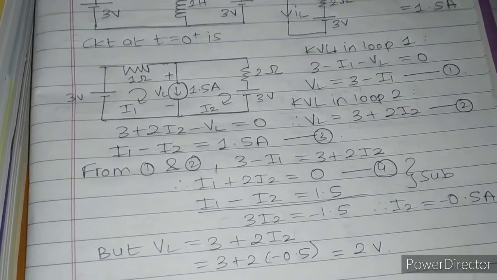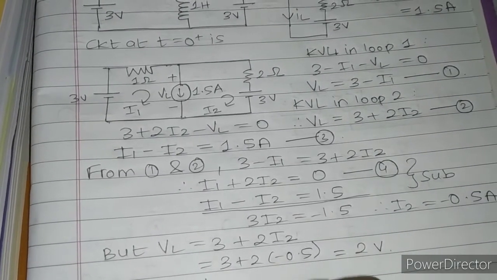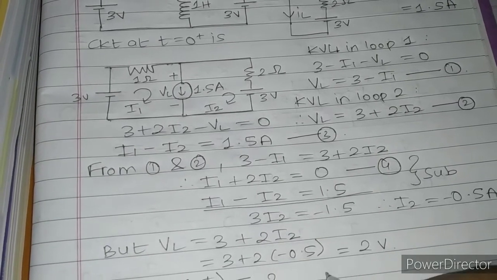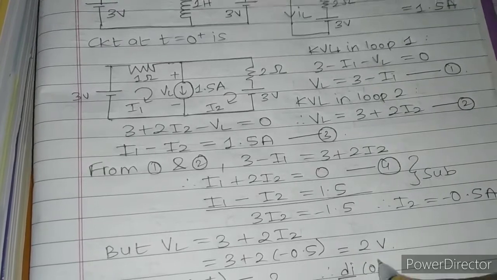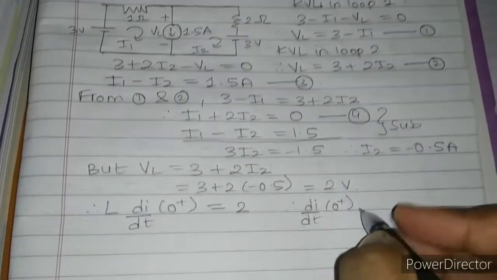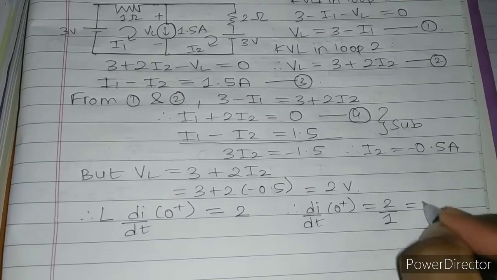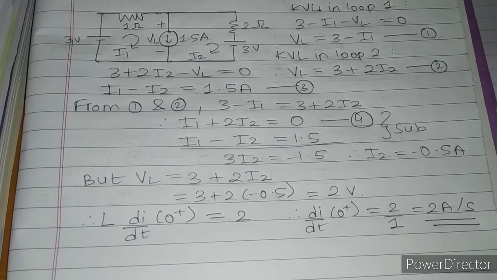But we know that VL is equal to L di by dt. Therefore at t is equal to 0 plus, L di by dt of 0 plus is equal to 2 volts. Therefore di by dt is equal to 2 upon L, which is 2 upon 1, which is equal to 2 ampere per second. Hence this is the answer.